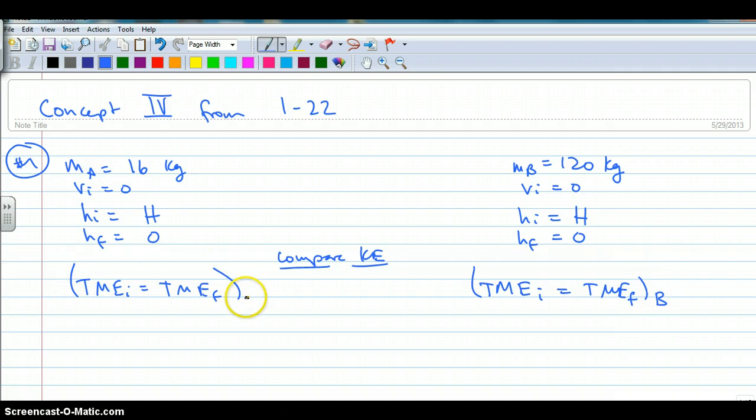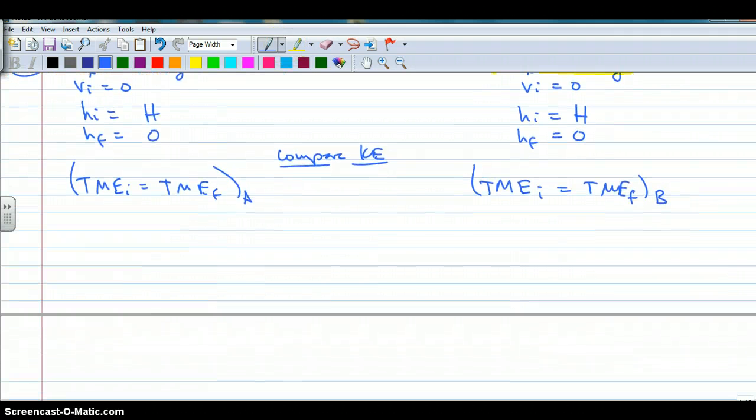Okay, and again, the main difference is the masses. So the mass of A is 16 kilograms, the mass of B is 120 kilograms. Okay, so what does this mean? Well, let's take a look.